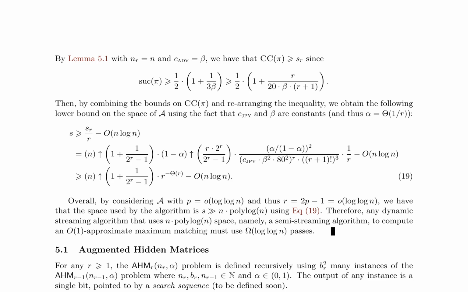In the context of dynamic streaming algorithms, the paper discusses the lower bound on the space complexity for computing an O(1) approximate maximum matching in a graph. The authors use the augmented hidden matrices (AHM) problem to establish this bound. The AHM problem is defined recursively, with each instance involving a matrix input for Alice and a bit input for Bob. The communication process involves Alice starting the conversation, followed by a series of messages exchanged between the two players.